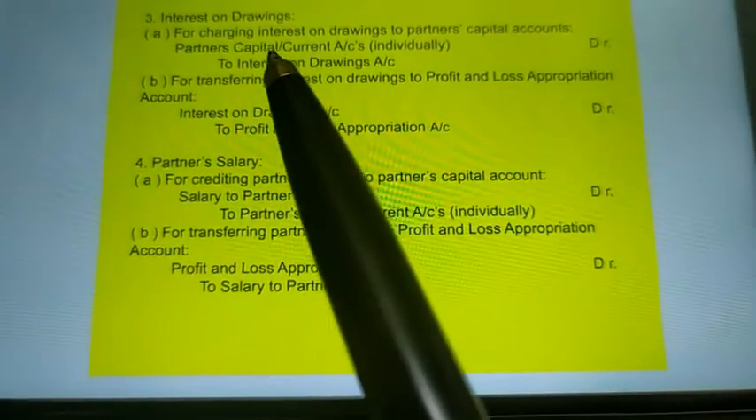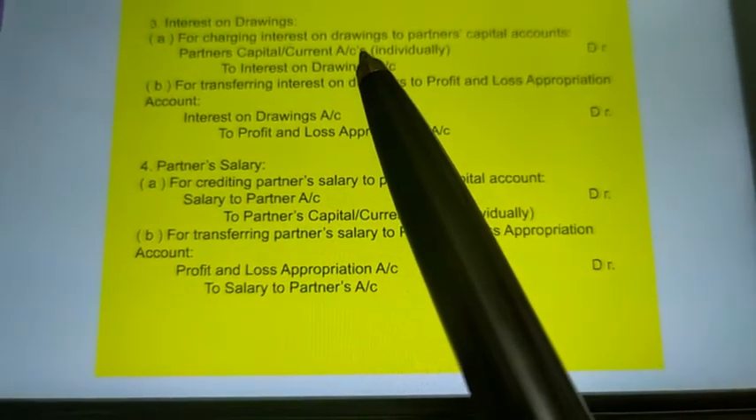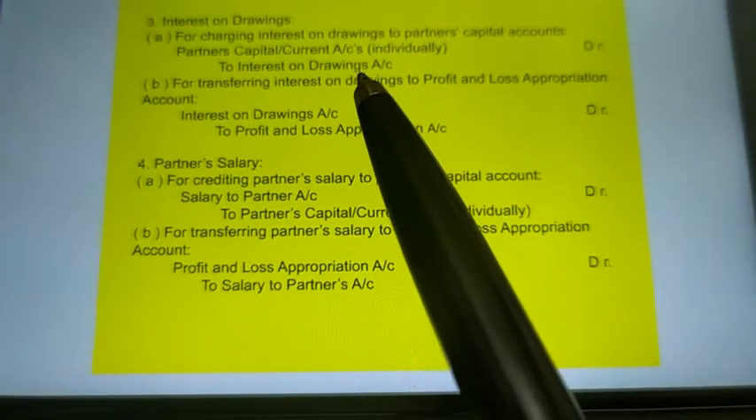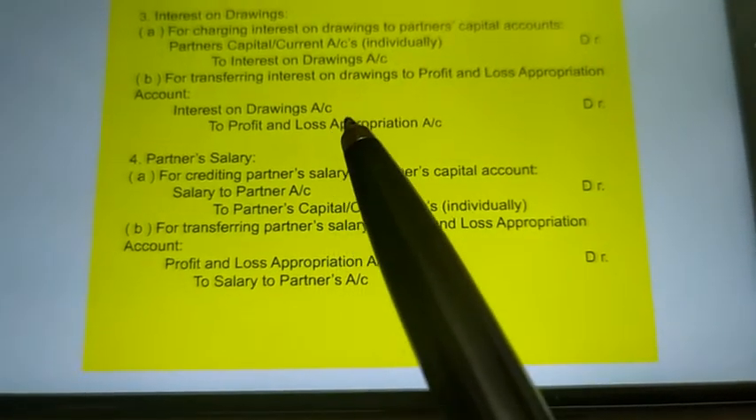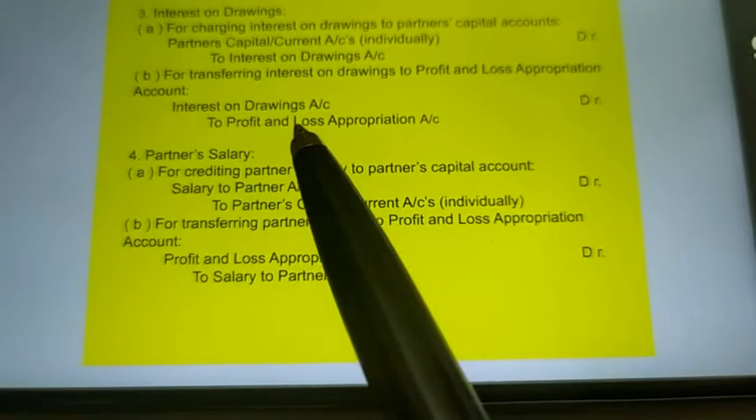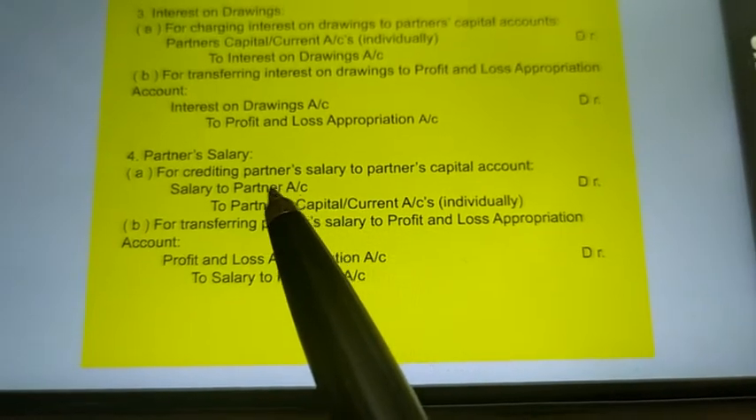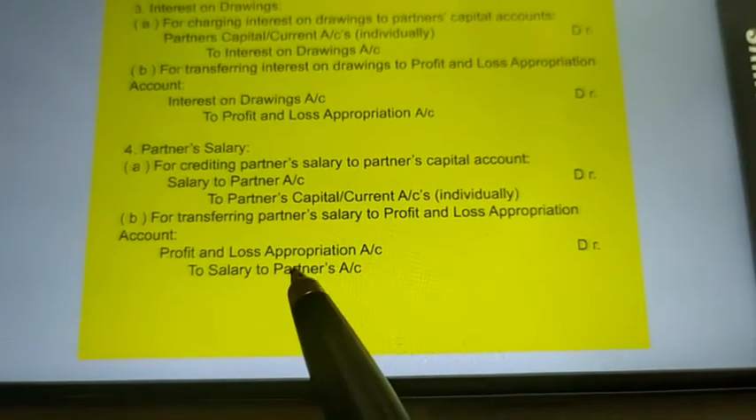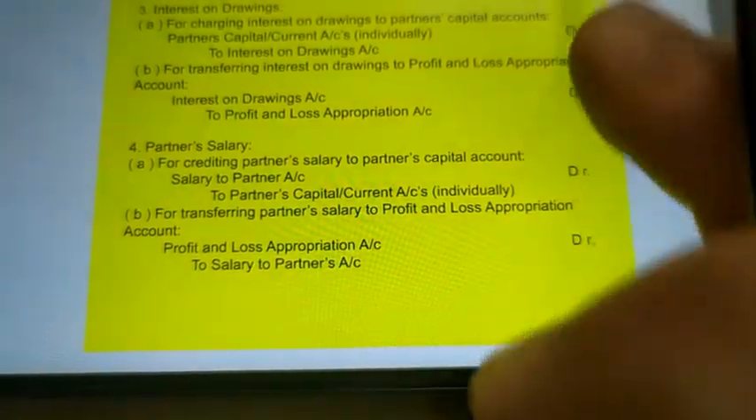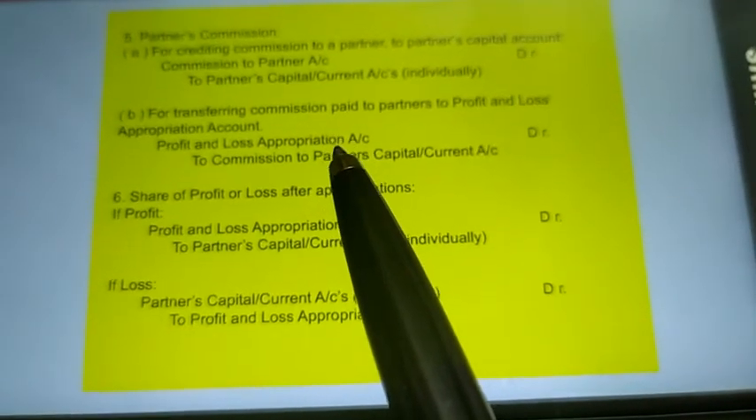For interest on drawings, the interest will be transferred to the partner's capital account, which will be debited. But when the same interest on drawings is transferred to the appropriation account, you have to credit it, meaning the appropriation account will be credited with the interest on drawings. Partner's salary will be credited to the partner's capital account, whereas it will be debited to the profit and loss appropriation account. The same goes for partner's commission. It will be credited to the partner's capital account and debited to the profit and loss appropriation account.